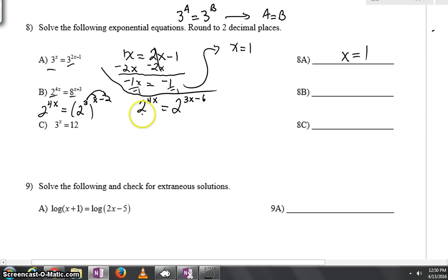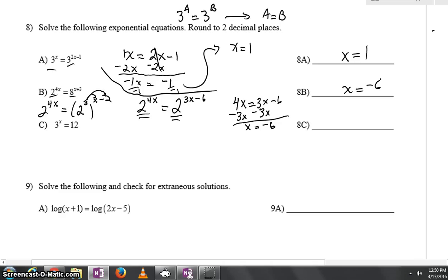At this point, you're going to notice that you have the same base on the left side and the right side. So we can very simply take 4x equals 3x minus 6. We can subtract 3x from both sides. Our final answer will be that x equals negative 6. Don't worry that your answer happens to have a negative value to it.